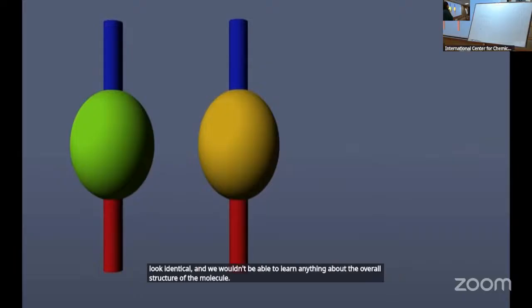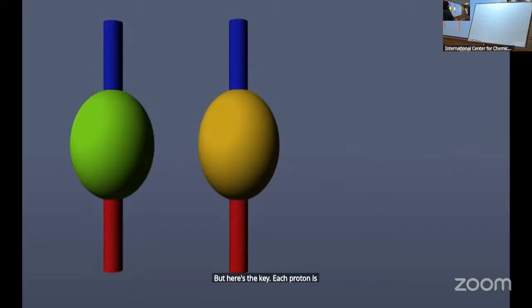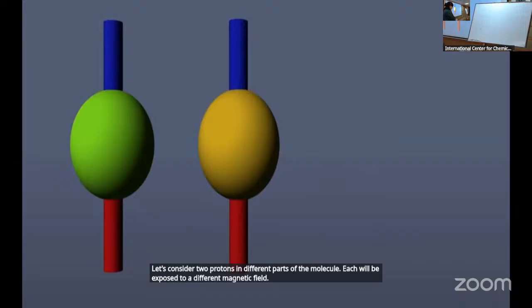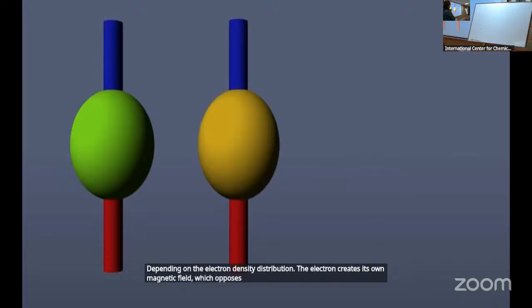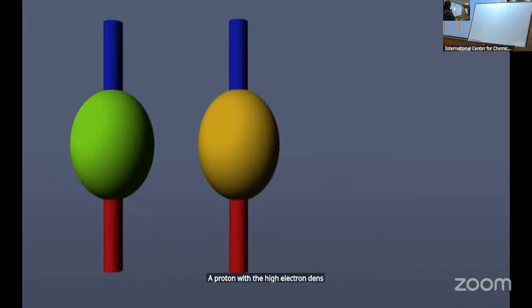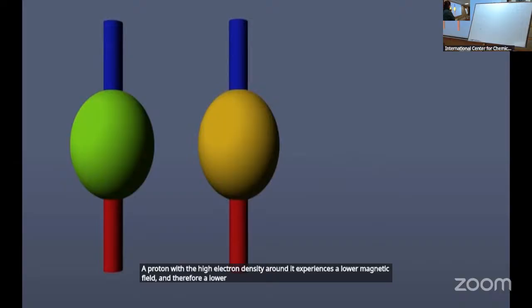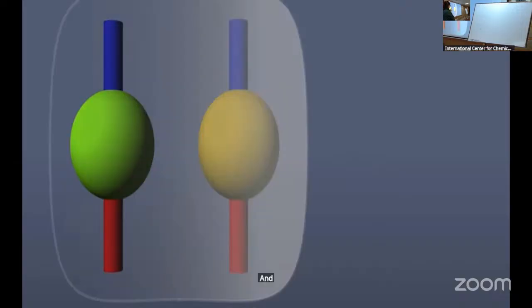But here's the key. Each proton is in a unique chemical environment. Let's consider two protons in different parts of the molecule. Each will be exposed to a different magnetic field depending on the electron density distribution. The electron creates its own magnetic field, which opposes the applied magnetic field B0. A proton with a high electron density around it experiences a lower magnetic field and therefore a lower Larmor frequency, and a proton in an electron-poor environment has a higher frequency.